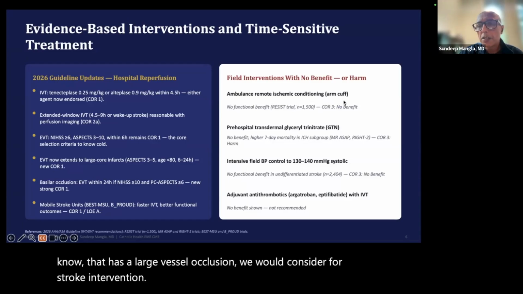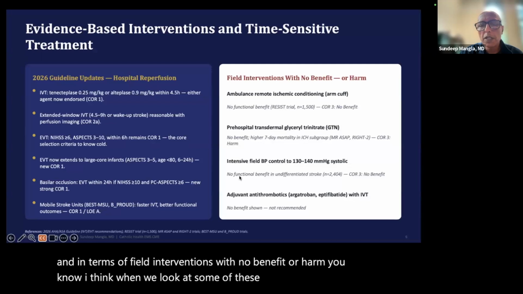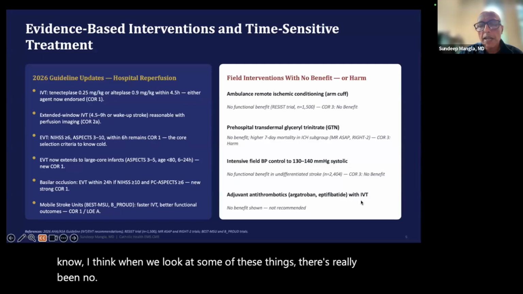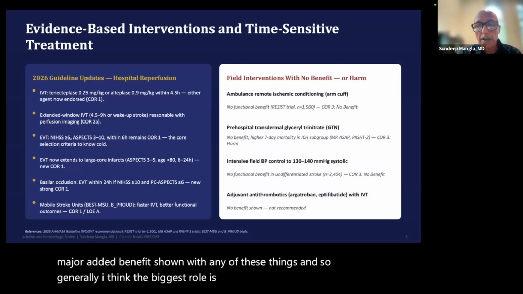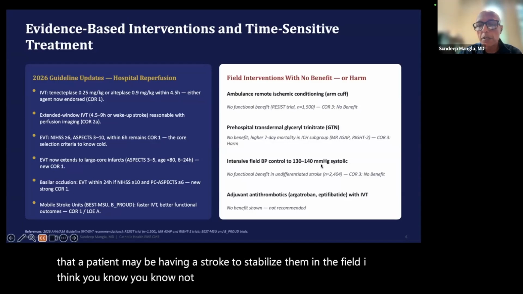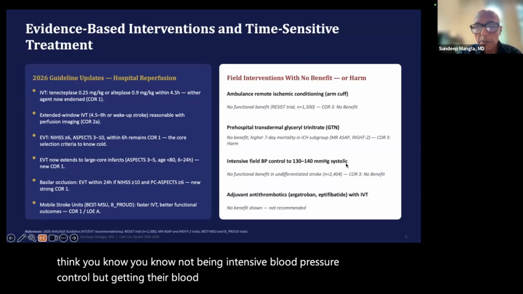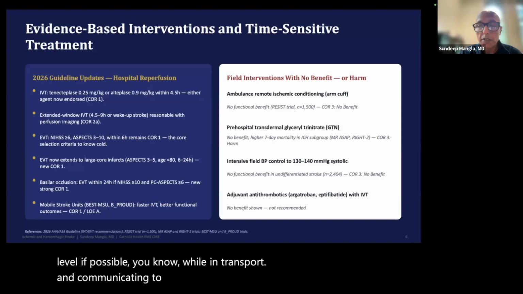And in terms of field interventions with no benefit or harm, when we look at some of these things, there's really been no major added benefit shown with any of them. And so generally, I think the biggest role for EMS is to identify that a patient may be having a stroke, to stabilize them in the field, not with intensive blood pressure control, but getting their blood pressure down to a reasonable level if possible while in transport, and communicating to the receiving hospital that you're coming.